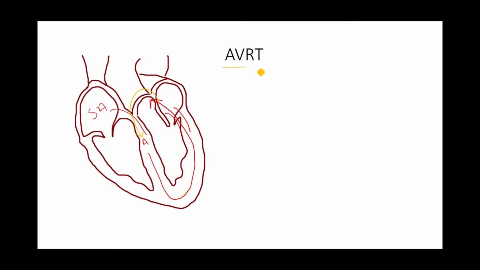Such a condition is known as AVRT, or AV reentrant tachycardia. The name is pretty self-explanatory. There is a reentrant of depolarization going back up from the ventricles to the atria. And because we have this closed loop, the heart can beat very fast, resulting in the tachycardia. This type of heart rhythm can be seen in individuals with Wolff-Parkinson-White syndrome. And we will see an EKG of what AVRT may look like.